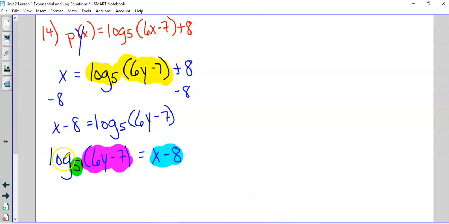Okay, so I'm not going to write log on the next line. This is at the point where I get this part isolated is where I rewrite it as an exponential. Okay, so I'm going to write 5. 5 is my base. 5 to the x minus 8, that's my exponent, equals 6y minus 7. Okay, so I want you to remember we are solving for y here. So now we need to undo what's been done to the y. So it's been multiplied times 6 and then subtracted 7. So the first thing I need to do is add 7 to both sides.